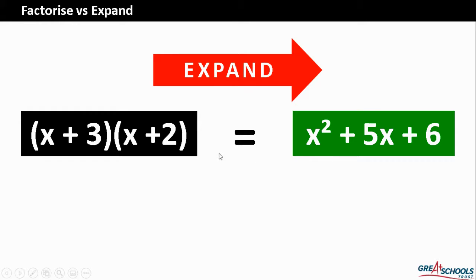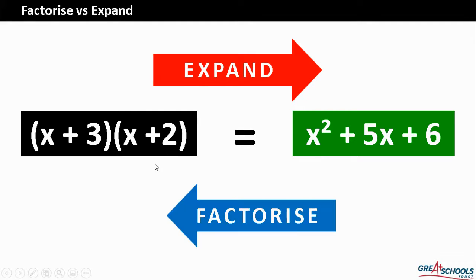And if we want to go the other way, take the quadratic expression and turn it into two brackets, we factorize. And as you can see, there's not obviously anything here which is a common factor. You could say there's a common factor of x between the first two terms, but that's about as far as it goes. So we have a method to do this, and I'll talk you through it.